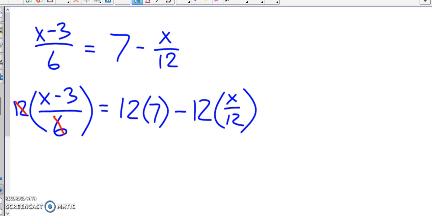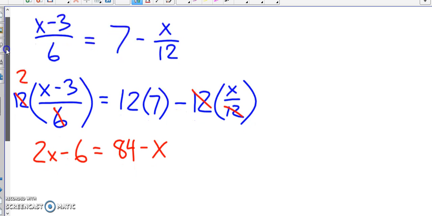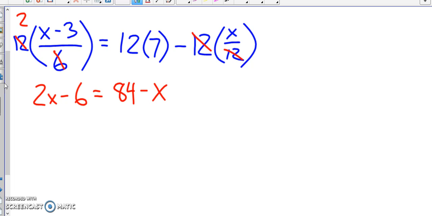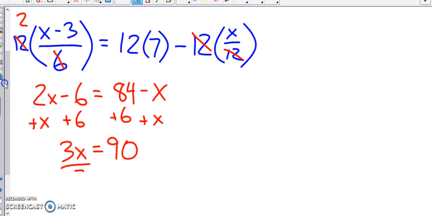So 6 goes into 12 twice, and then I distribute the 2 to the x minus 3, so I get 2x minus 6. 12 times 7 is 84, minus x. So then what I can do is I can solve this equation. So I can add x to both sides. I can add 6 to both sides, and I get 3x equals 90. Divide by 3, x equals 30.